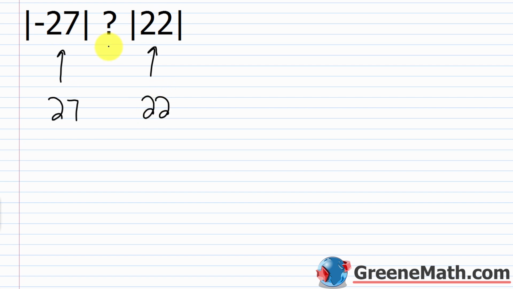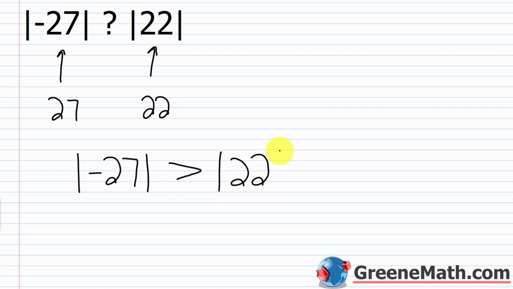So if we think about the relationship here, the absolute value of negative 27 is a larger number, so it's greater than the absolute value of 22. The reason for this is because this ends up being 27 after we apply the absolute value. So 27 would be bigger than 22. And again, you want to point the symbol towards the smaller number.